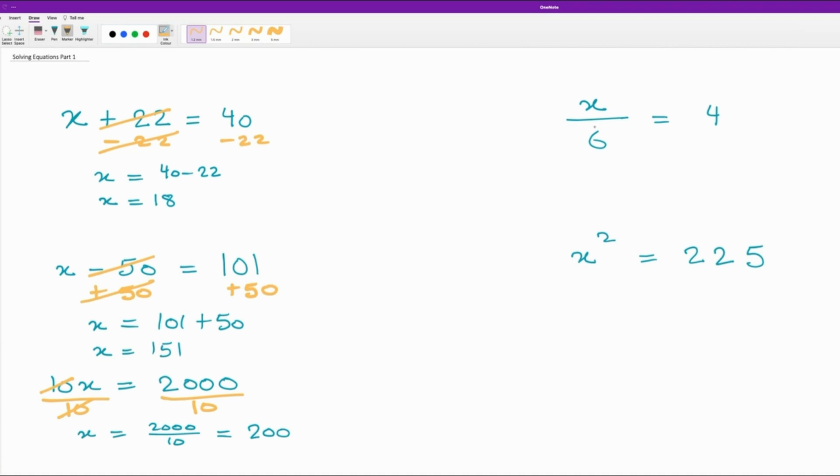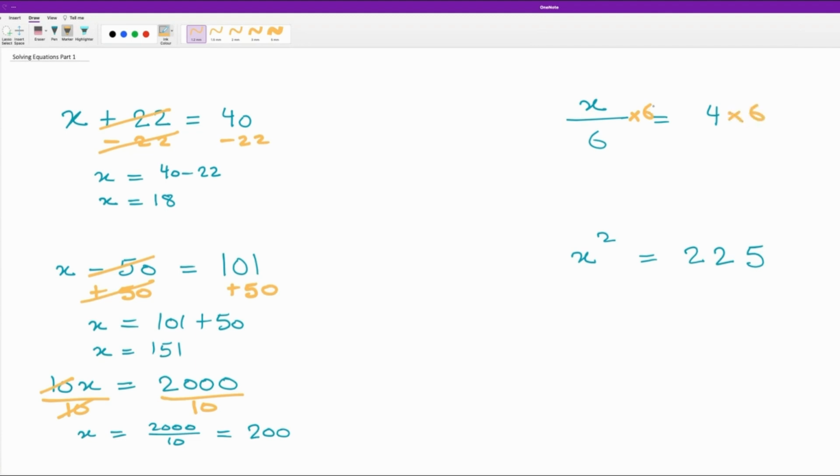We have x over 6 is equal to 4. So the purpose is, again, I have to keep this x by itself. To keep this x by itself, I have to move this divide by 6 somehow to the other side. To move things over the equal sign, we have to do the opposite. The opposite of divide by 6 is to multiply by 6, and we do that to both sides.